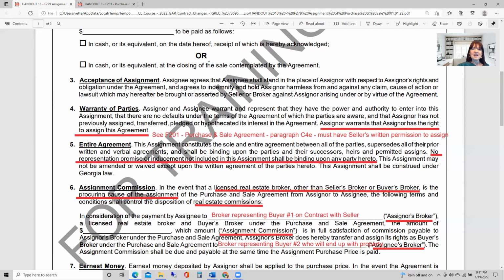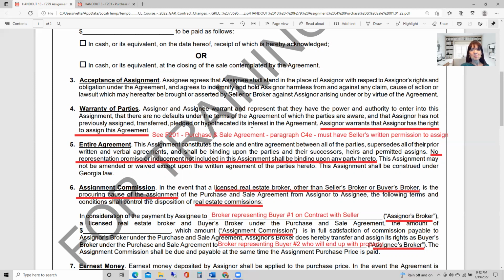Then it goes on to say that the assignor and the assignee warrant and represent they have the power and authority to enter into this agreement. The assignor warrants that they have the right to enter into this agreement. In other words, the investor or buyer A does have a binding contract with a seller, and they have the authority or the right to sell their position, sell the contract, assign the contract to the assignee.